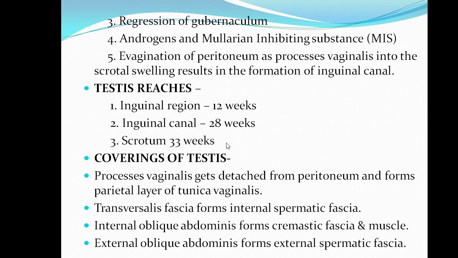Coverings of the testis are derived as follows. The processus vaginalis gets detached from the peritoneum and forms the parietal layer of the tunica vaginalis. The transversalis fascia forms the internal spermatic fascia. The internal oblique abdominis forms the cremasteric fascia and muscle, and the external oblique abdominis forms the external spermatic fascia.